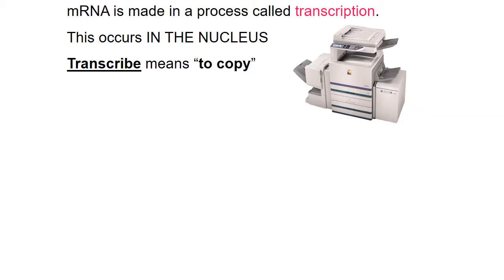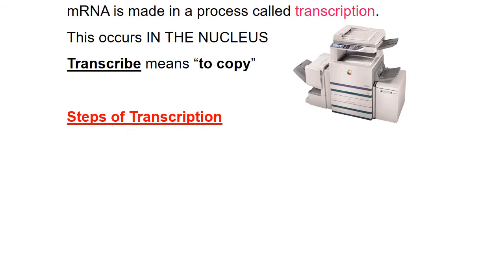Remember that there are three different types of RNA. There's mRNA, tRNA, and rRNA. mRNA is made during a process called transcription, and transcribe basically means to copy. So you can kind of think of it like a copier copying a piece of paper. There are four basic steps to transcription.